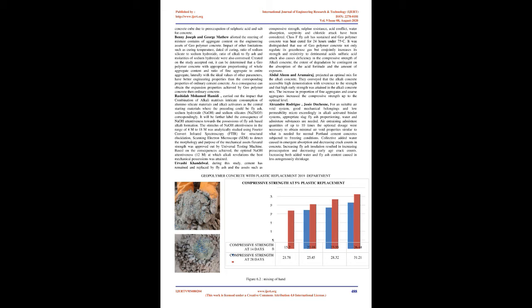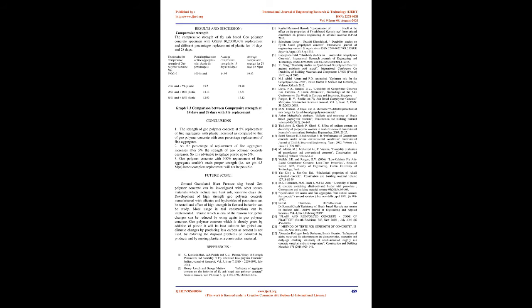Urvashi Khandelwal, during this study, replaced cement with fly ash, and properties such as compressive strength, sulfate resistance, acid resistance, water absorption, sorptivity, and chloride attack were considered. Class F fly ash was used and the geopolymer concrete was heat cured for 24 hours at 75°C. It was observed that the use of geopolymer concrete not only reduces greenhouse gas but also increases its strength and resistance to detrimental acid. Sulfuric acid attack also causes a reduction in the compressive strength of alkali concrete, the extent of degradation depending on the concentration of the acid and the duration of exposure.